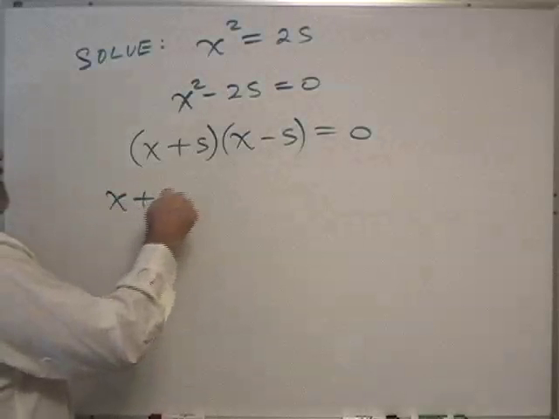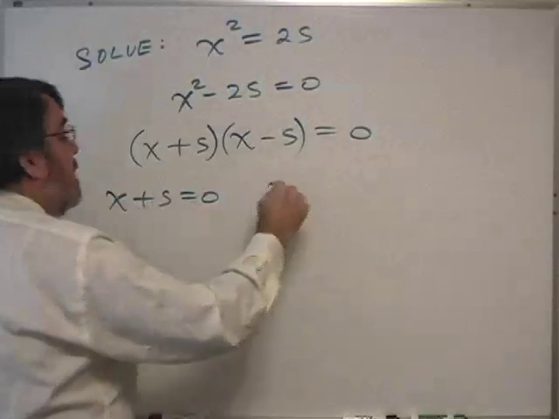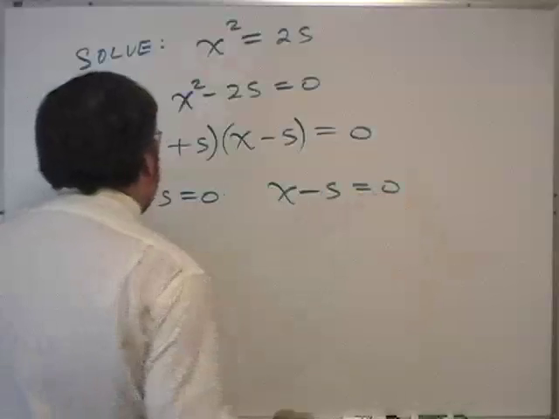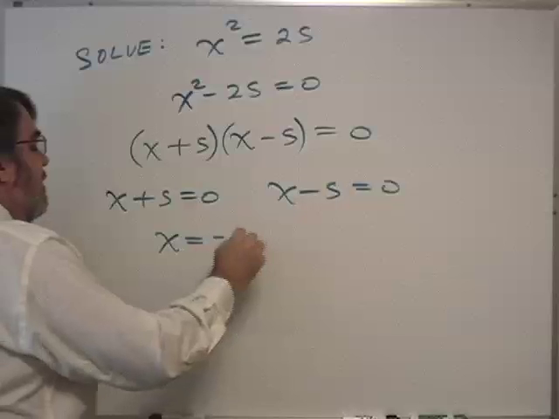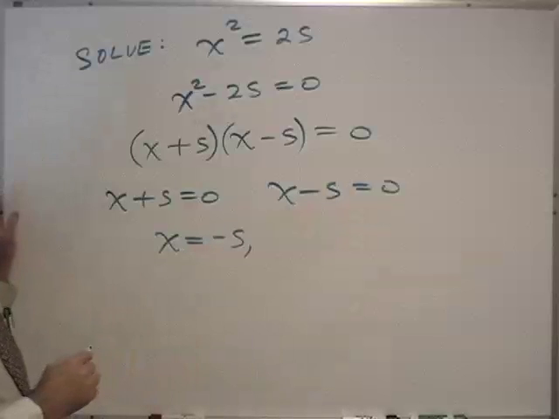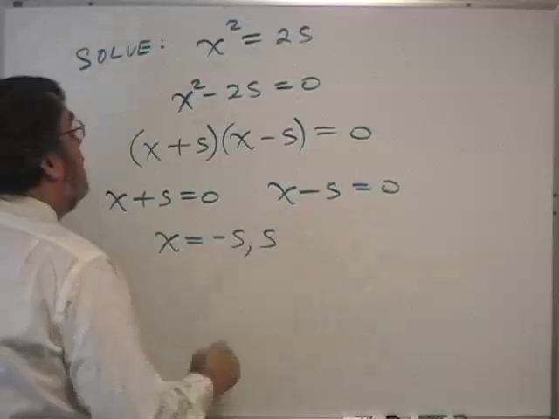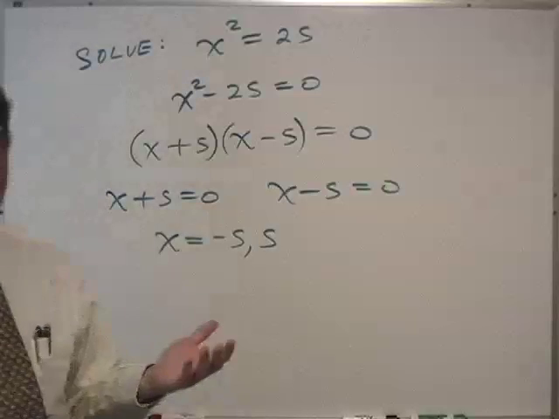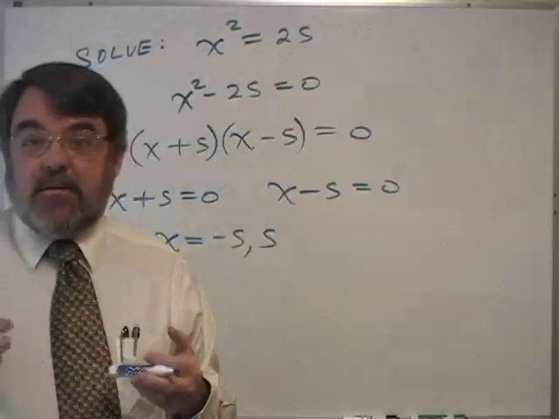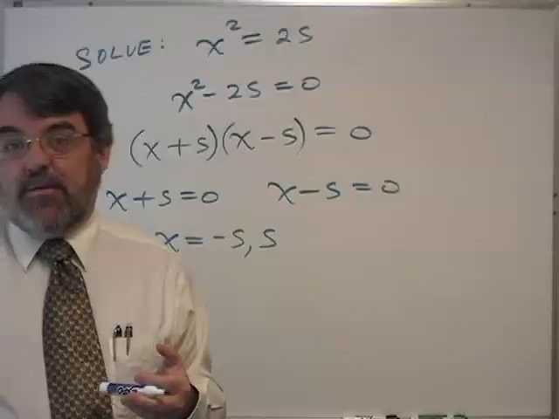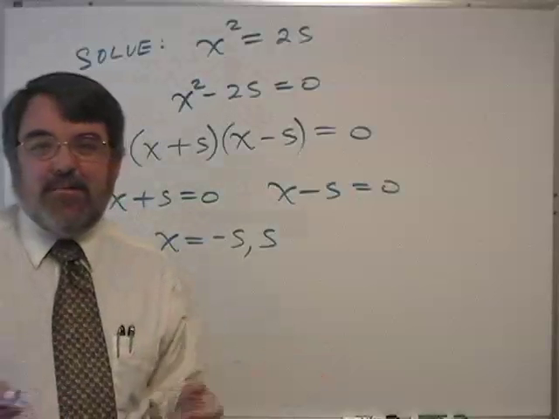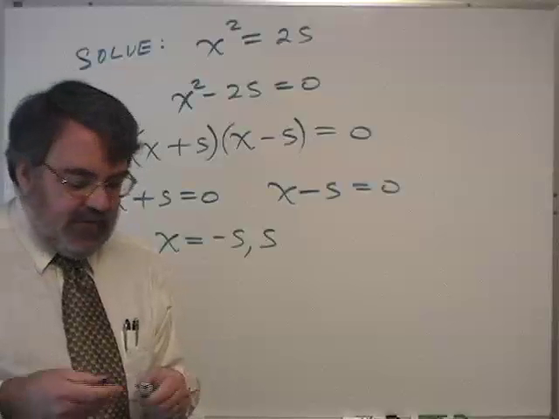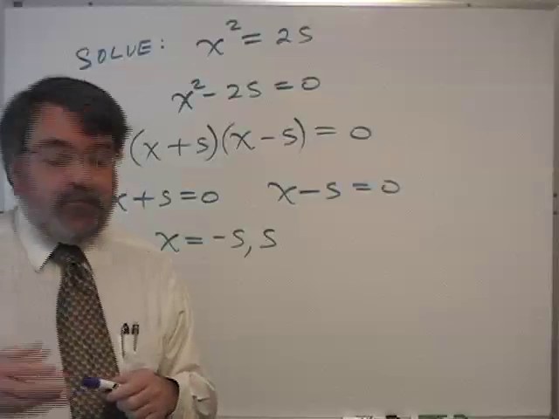x plus 5 equals 0, x minus 5 equals 0. So here when I subtract 5 from both sides, I get negative 5. Here I add 5 to both sides and I get positive 5. So there's how we could display a technique for finding both answers. But this seems to be a bit of work. And so why not take advantage of the square root?